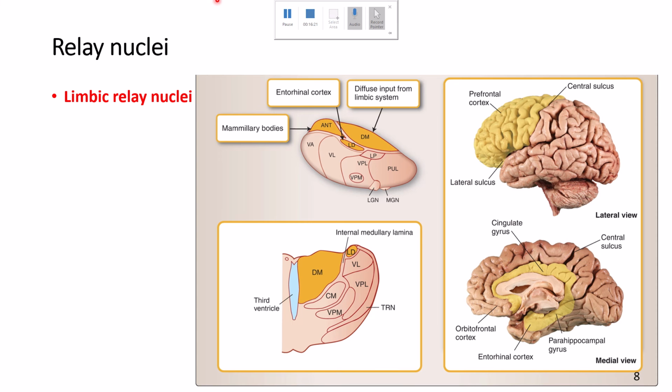Another one is the limbic nuclei. This is still part of the relay nuclei. In the limbic system, there are different pathways connected to the thalamus. One is the mammillary body, and the mammillary body is connected to the hippocampus through the fornix, and then the mammillary body connects to the anterior nucleus through the mammillothalamic tract.